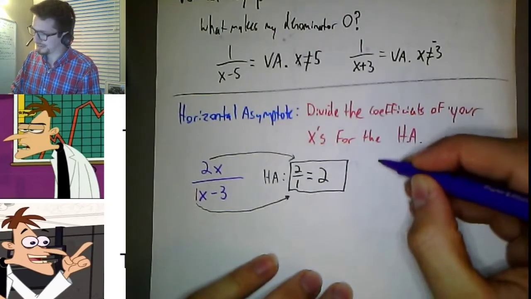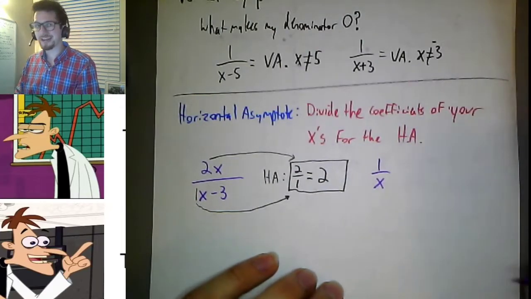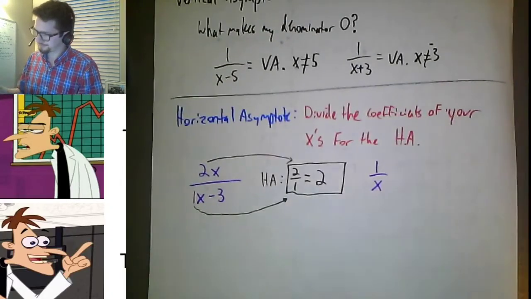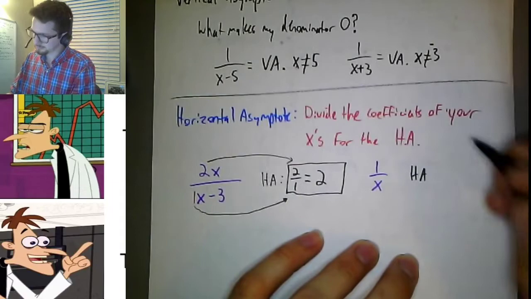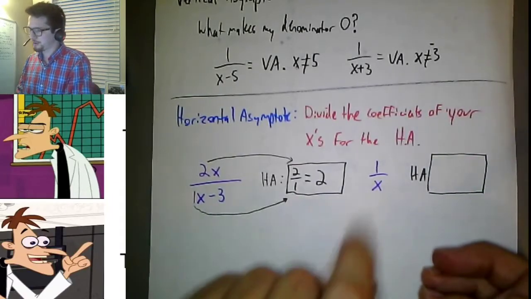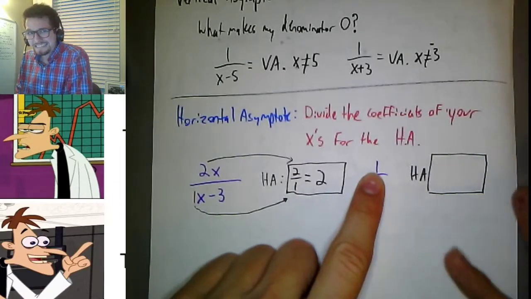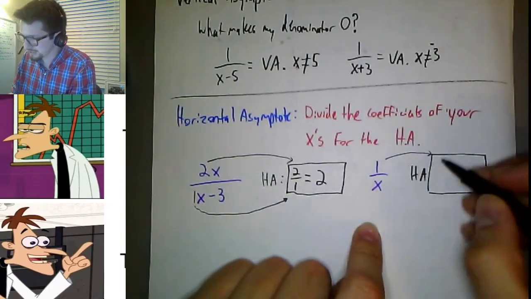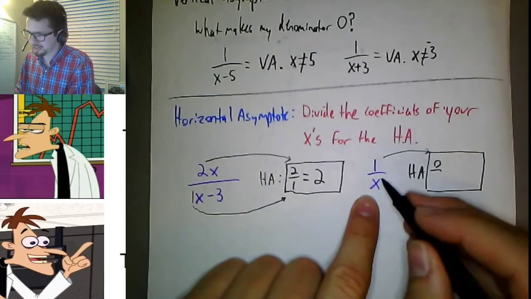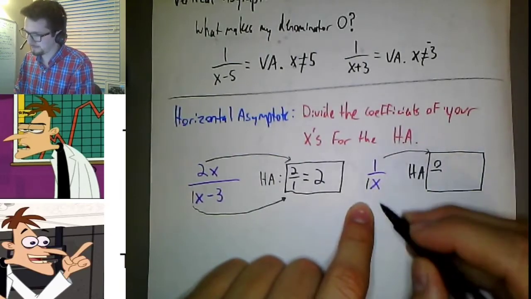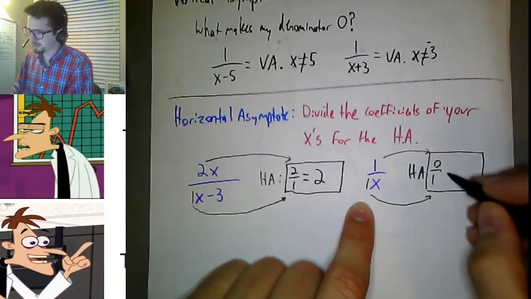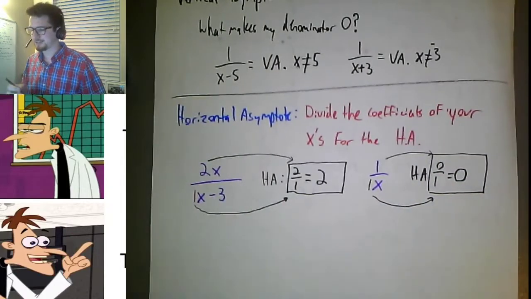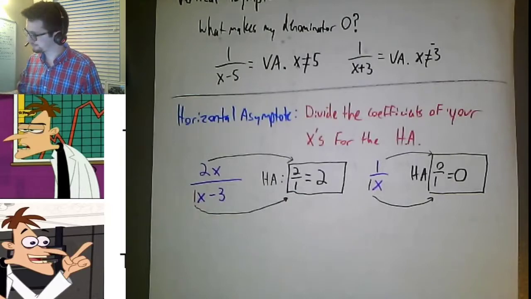Okay? What if I have what we started with? 1 over x. Well, what's my coefficient of x in the numerator? I don't have an x in the numerator, so what's my coefficient? It's going to be 0. What's my coefficient in the denominator? It's 1. 0 over 1, how many do I have? 0. My horizontal asymptote is 0.